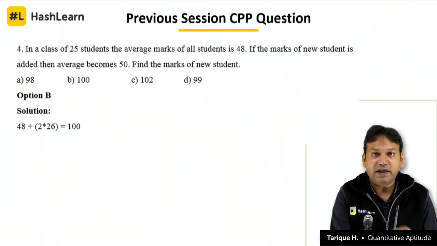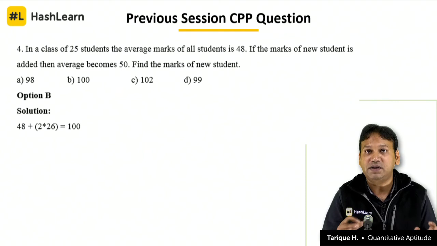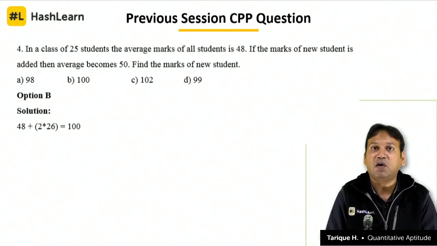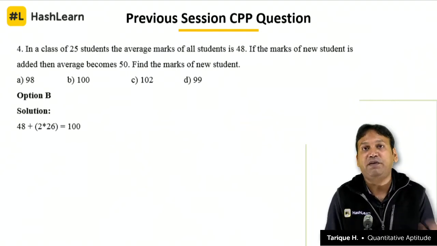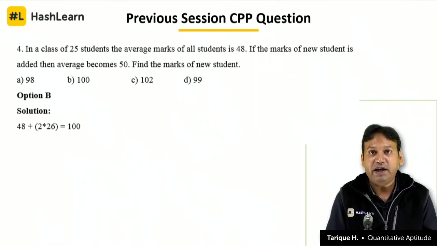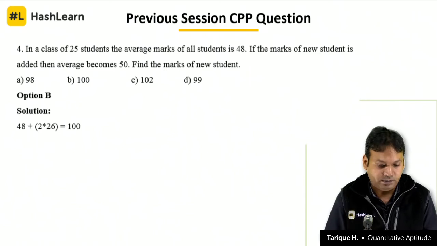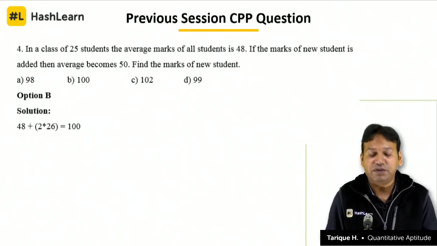So here we say that in a class of 25 students, the average marks of the students is 48. All the 25 students taken together, the average marks is 48. If the marks of a new student is added, then the average becomes 50. So average is increasing from 48 to 50. When we take into account a new student, we are increasing the number of students by 1. Find the marks of the new student.